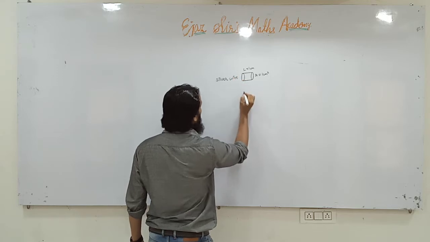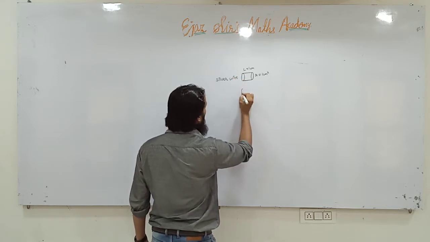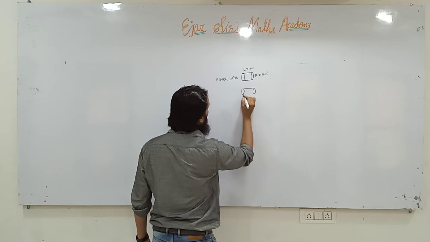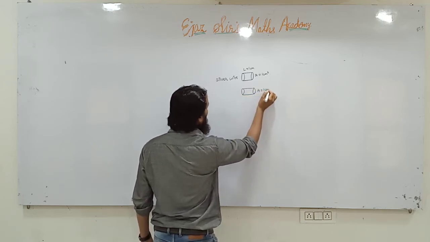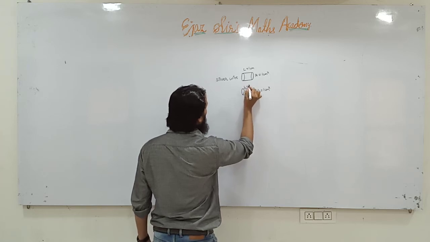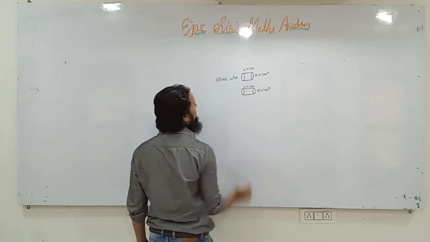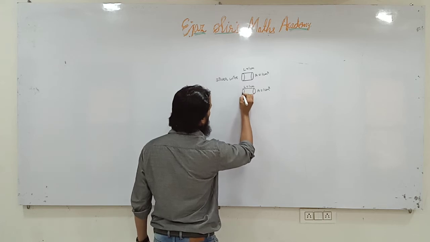Silver wire. Now I have an identical wire having area 1 centimeter square and length 1 centimeter. Okay, is it the same?